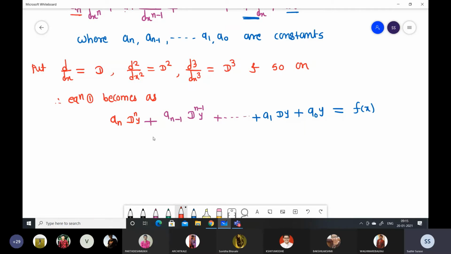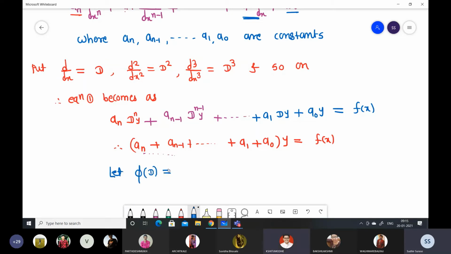Now I'll take y common on the left hand side, so it will be a suffix n D^n plus a suffix n minus 1 D^(n-1) and so on, plus a suffix 1 D plus a suffix naught, bracket complete, and y is equal to f of x. Okay, fine. Now for our convenience, I'm going to call this term in the bracket phi of D, just for the sake of convenience. So what about the D term?